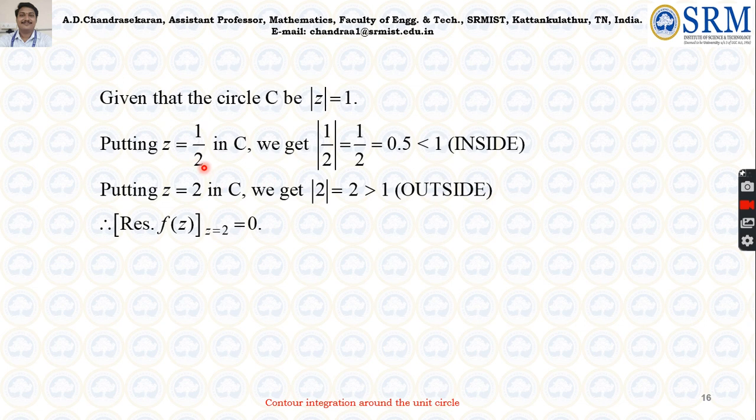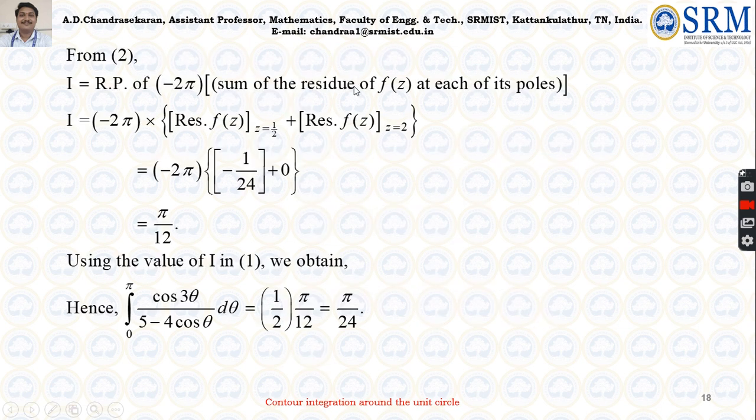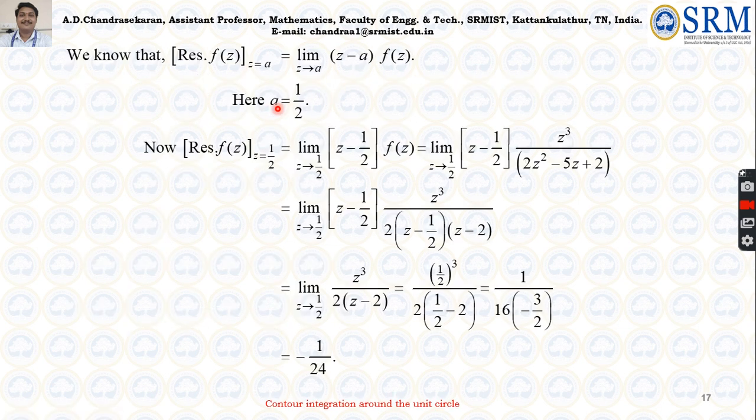What about the residue of f of z at z equal to 1 by 2? Let us see. We know that the formula for residue of f of z at z equal to a is limit z tends to a, z minus a into f of z. Here my pole is 1 by 2, so replacing a with 1 by 2, it is z minus 1 by 2 into f of z.